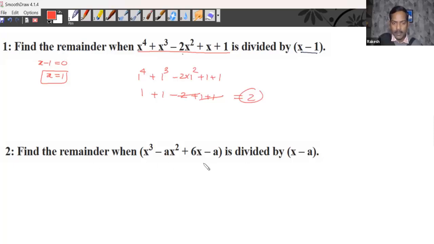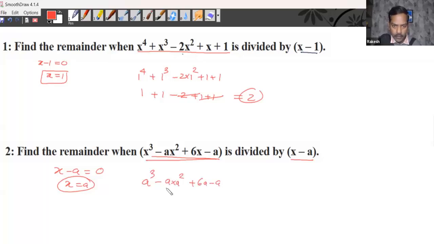Similarly, here again, we have to find the remainder when this polynomial is divided by x minus a. Again, we find the 0 of the divisor by equating it to 0. So the value of x is equal to a. Let us substitute x is equal to a here. So it will be a cube minus a into a square plus 6 times a minus a. Clearly, this is a cube minus a cube plus 6a. This together will become 5a. This will get cancelled out. So the remainder is 5a. So this is all about the remainder theorem and factor theorem for polynomials.